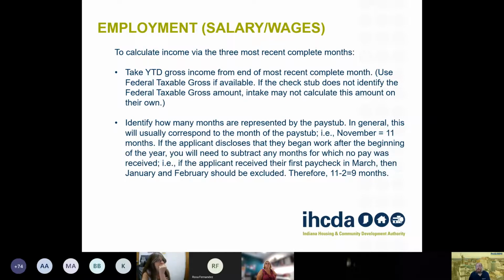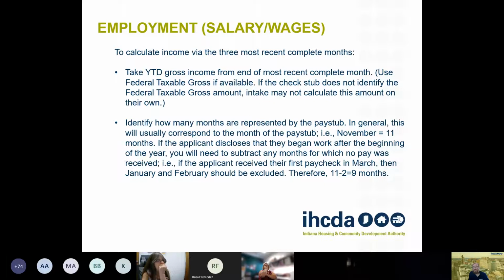So you would take that year-to-date gross income from the end of the most recent complete month, using federal taxable gross if it's available. However, do note that if the check stub does not identify federal taxable gross amount, then you may not calculate that amount on your own. Identify how many months are represented by the pay stub. In general, this is going to correspond to the month of the pay stub. That is, the November pay stub would be 11 months.